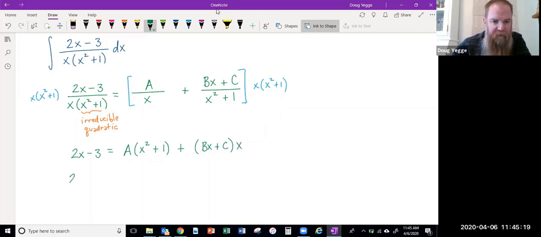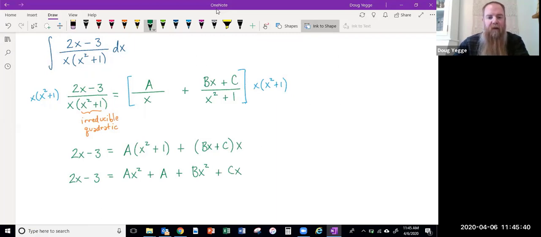So we just need to start expanding everything. So we get 2x minus 3 equals ax squared plus a plus bx squared plus cx. And now let's clump together all of our terms here and realize that we've got a couple of x squared terms, we've got an x term, and we've got a constant term.